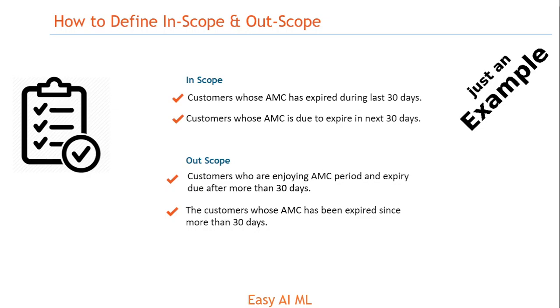So here the out of scope would be customers who are enjoying the AMC period and whose expiry is due after more than 30 days, and the customers whose AMC has been expired for more than 30 days. They have made up their mind that they are not going ahead with AMC, and probably they might have purchased a different product.